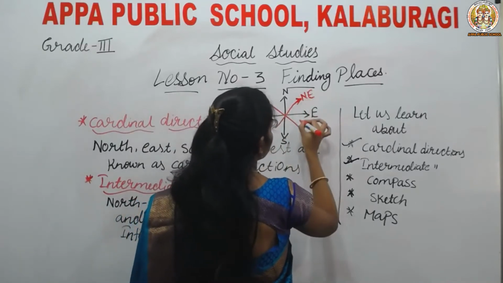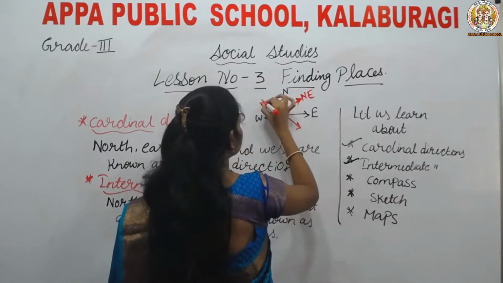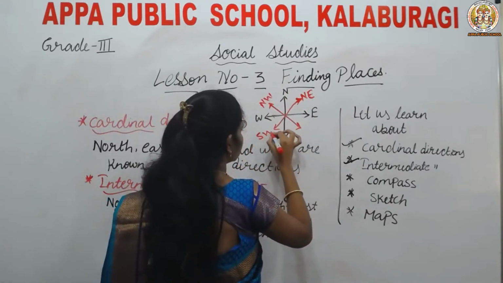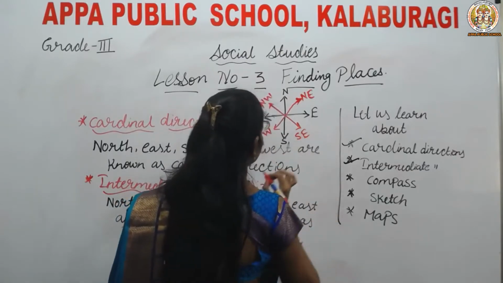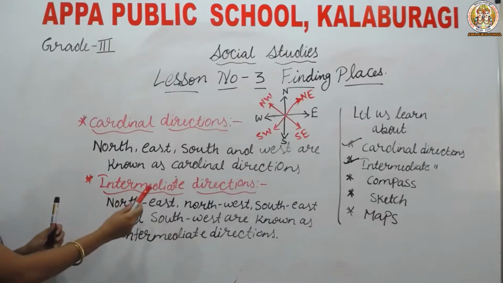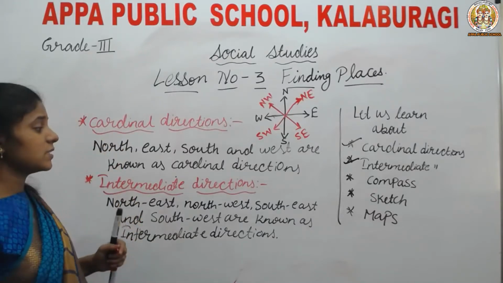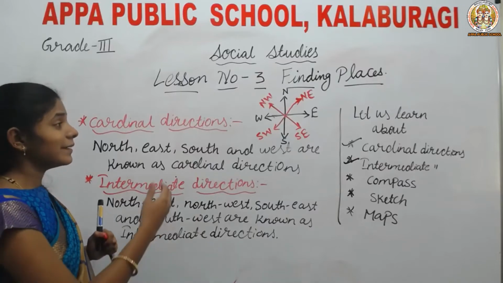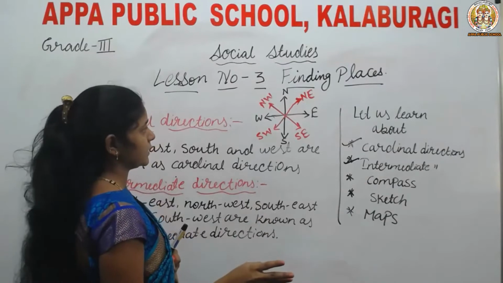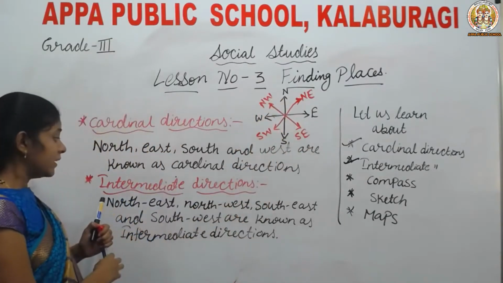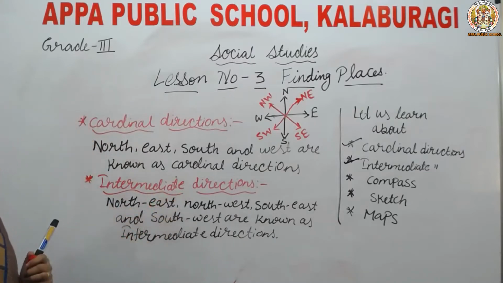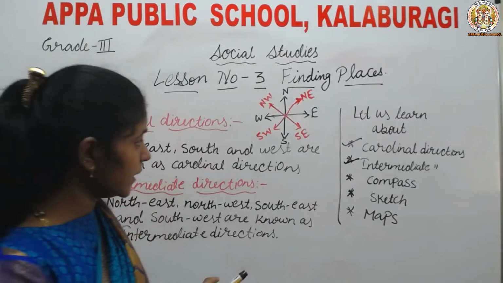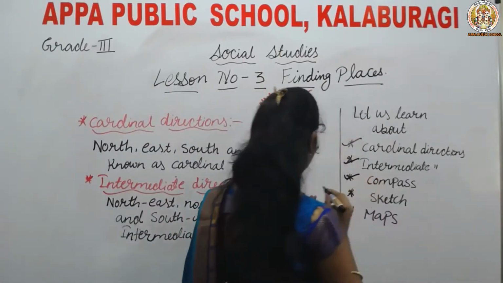Northeast, northwest, southeast and southwest are known as the intermediate directions. These lie between the four main directions. Intermediate directions are also called the sub-directions. Okay? Understood what you mean by cardinal direction and intermediate direction? Okay. We'll move to the compass. What do you mean by compass?